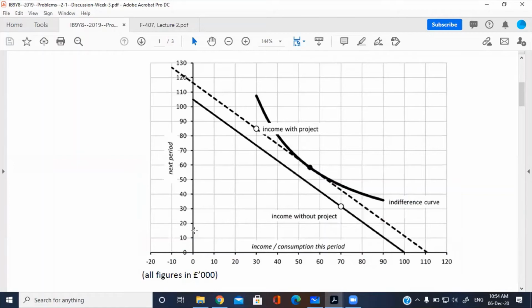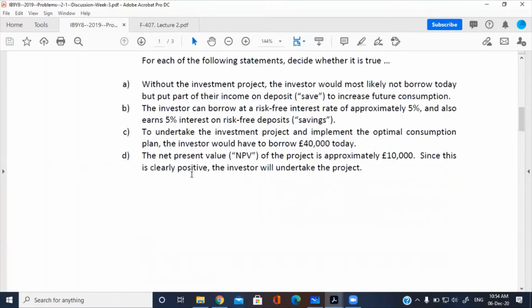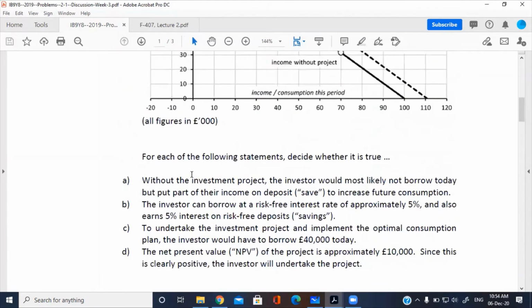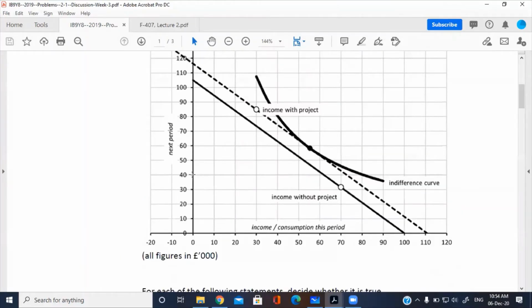Next one. The net present value of the project is approximately 10,000. Since this is clearly positive, the investor will undertake the project. So from your financial management and capital investment decision courses, you know how to estimate net present value. But NPV is not a finance concept or term. Remember, it comes from economics.